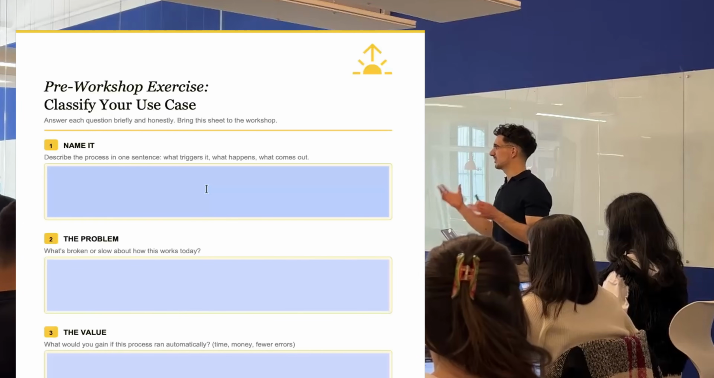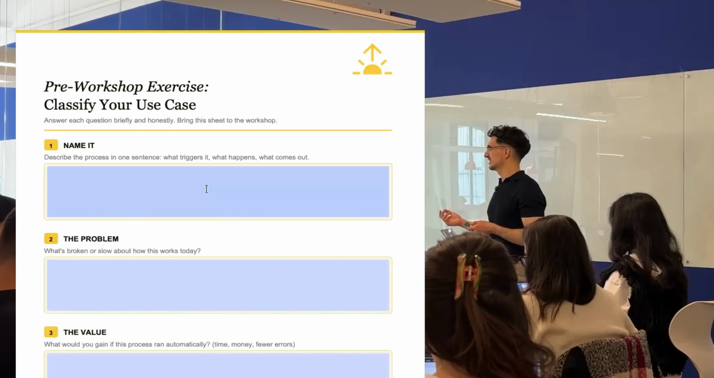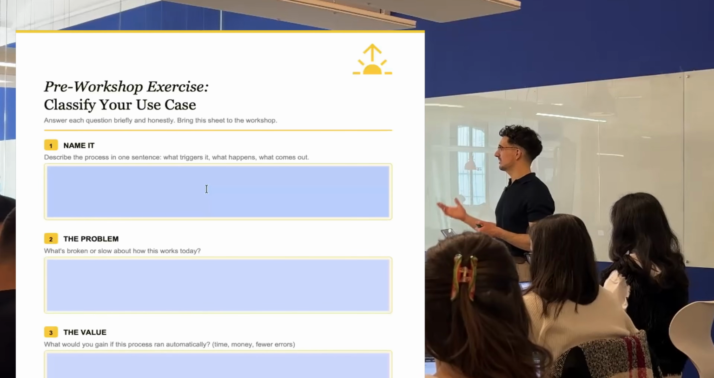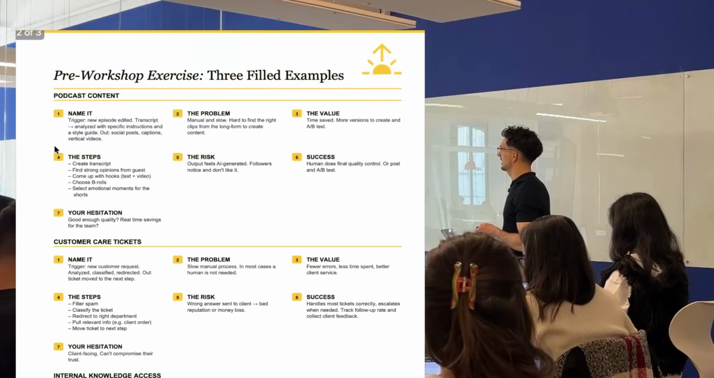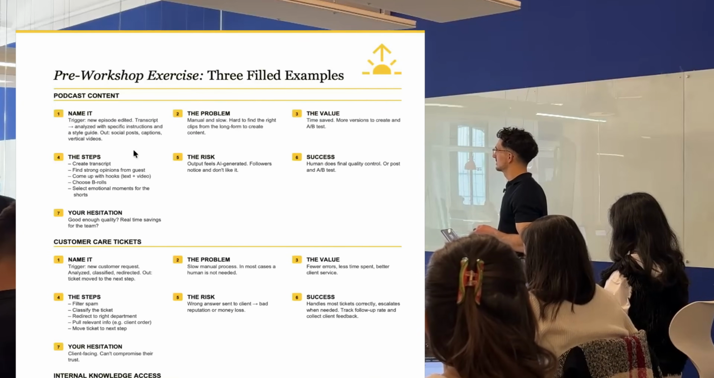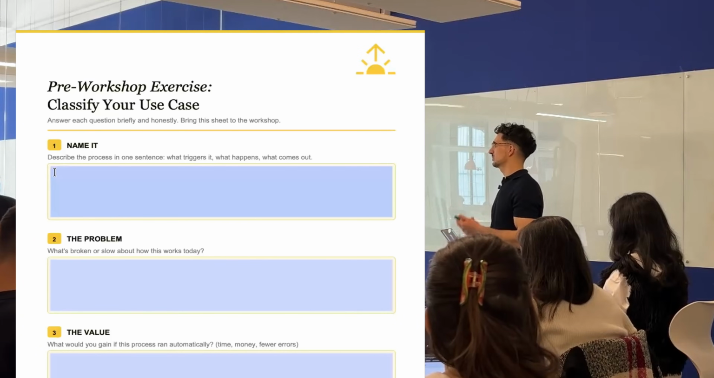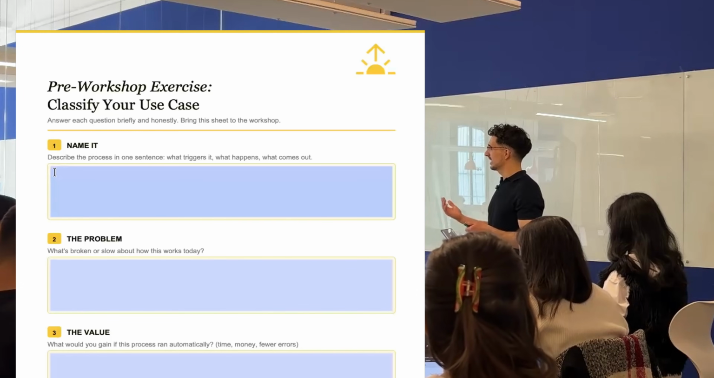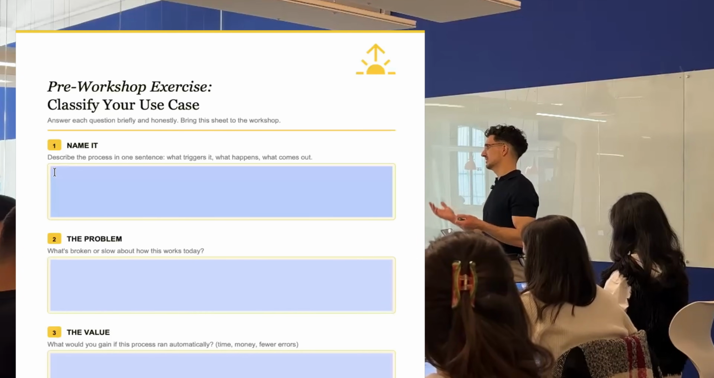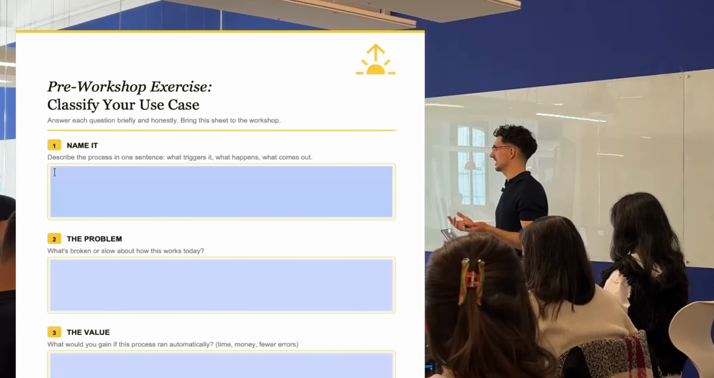Think about the specific use case and start to fill in the blanks, right? So the first one is just to name it. Below, if you scroll down, you can see there are three examples. Think about what triggers this workflow, what happens when something comes in and what comes out. Then what's the problem with this use case, why you want to do something with it, and maybe with AI, what's broken or slow about it.